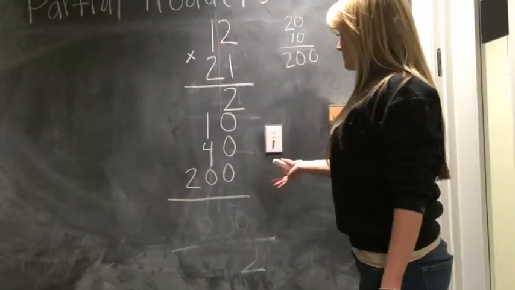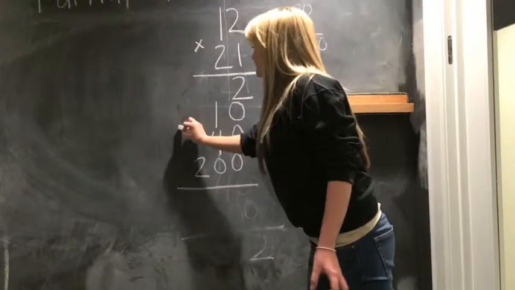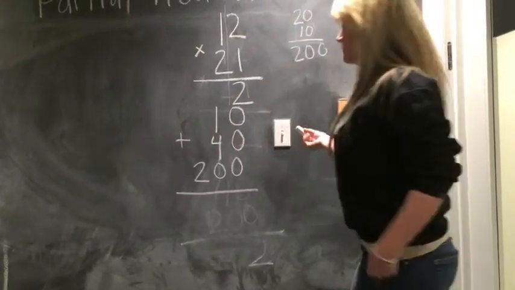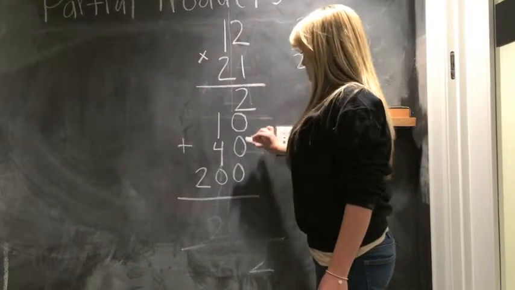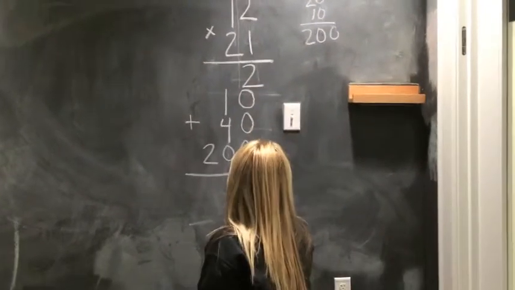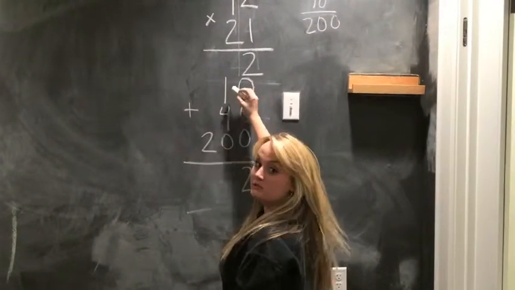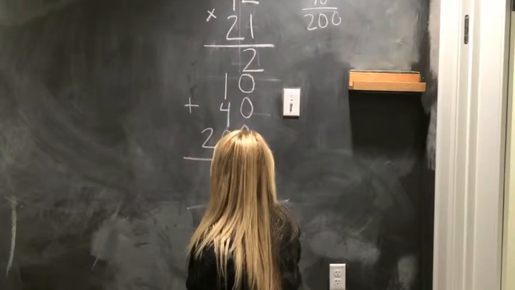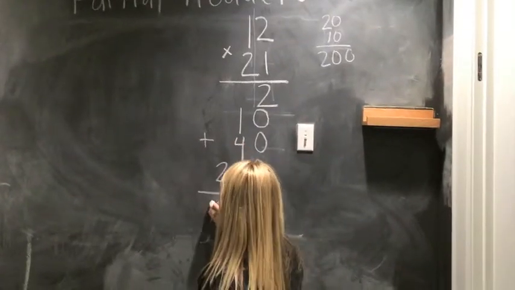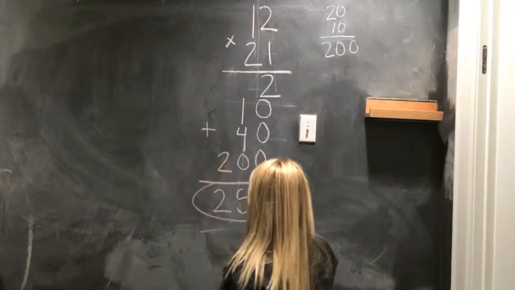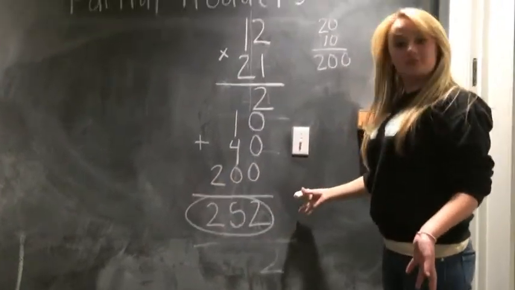So now you're looking at all these numbers thinking, what am I going to do with it? Now, you're just going to add them all together, and that'll be your final answer. So 2 plus 0 plus 0 plus 0, that equals 2. 4 plus 1 equals 5. And then 2 plus nothing is 2. So the answer is 252.